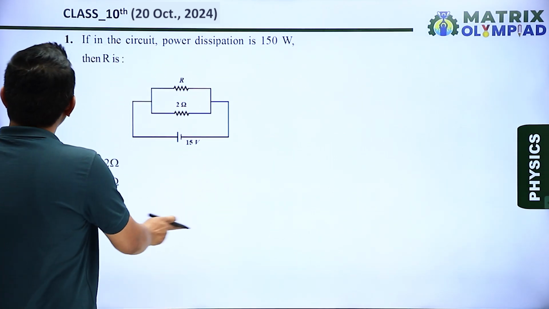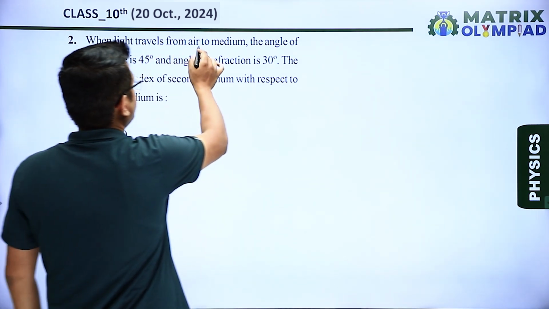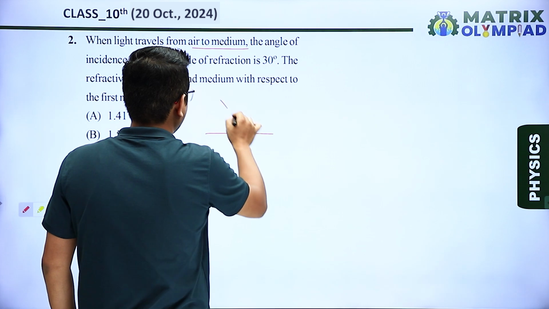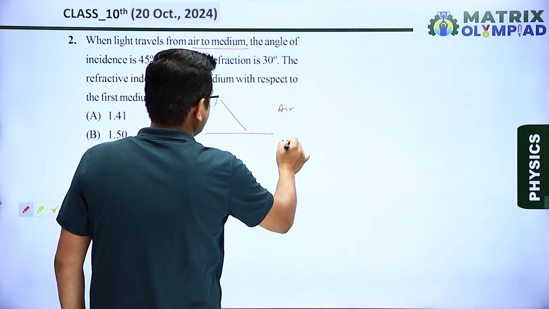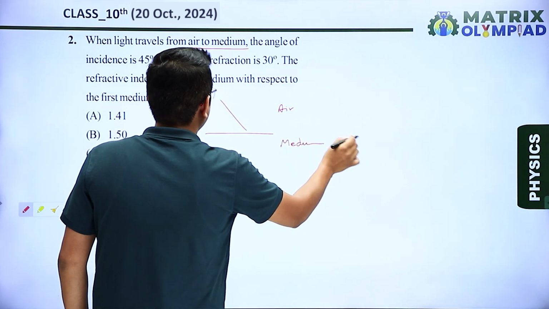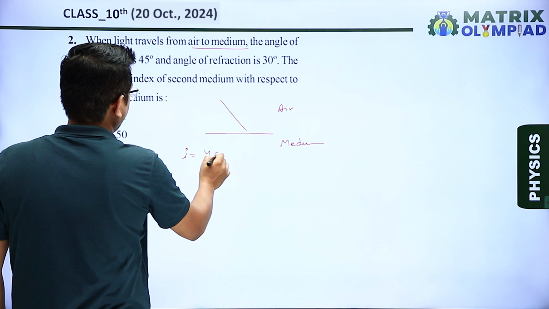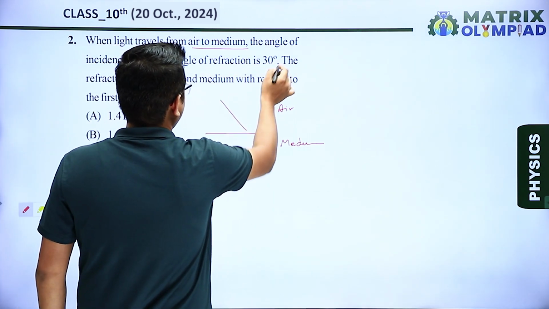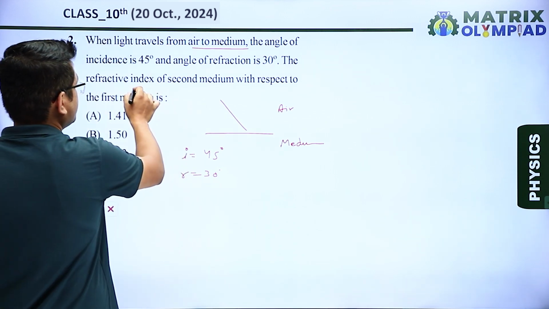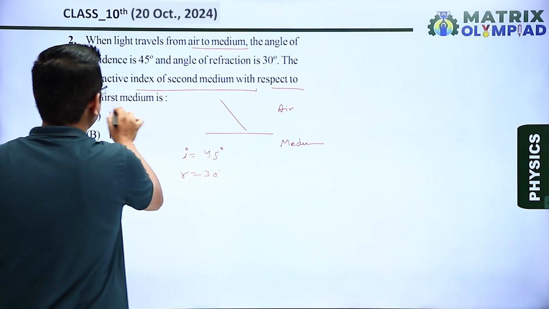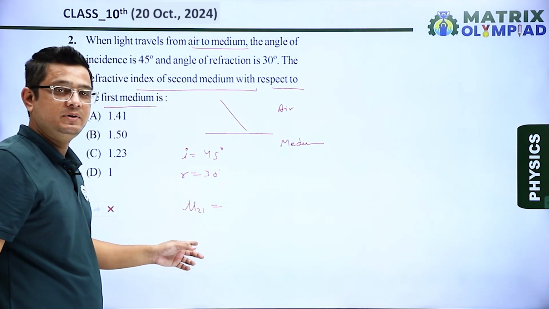Next question. Question number 2. When light travels from air to medium, that means light is going from air to any medium. Let's say this is air and this is a medium. Okay. So it is said the angle of incidence, that means angle I is given 45 degree and angle of refraction is 30. That means angle R is equals to 30 degree. The refractive index of second medium with respect to first, that means we have to find out mu(1). That is refractive index of second medium with respect to first.